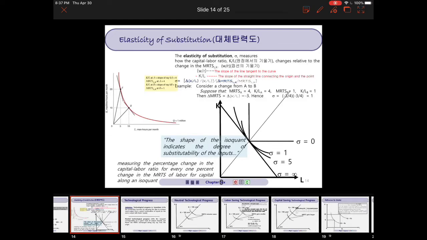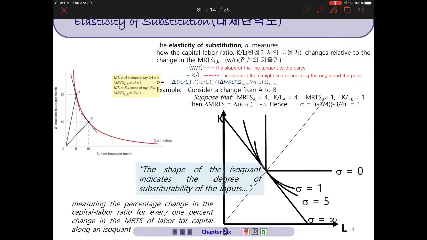Today, I'm going to talk firstly about the elasticity of substitution, then technical progress, and finally returns to scale with a variety of production functions. So let me start with this slide first for today.